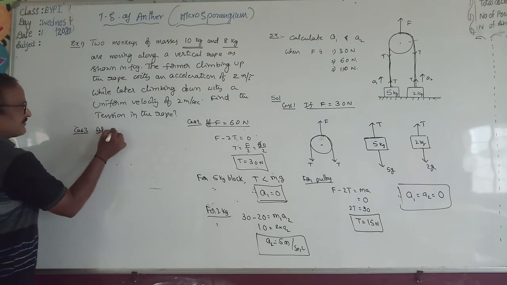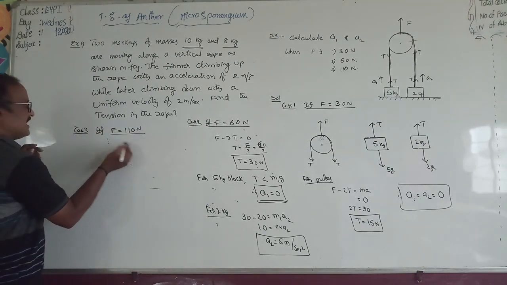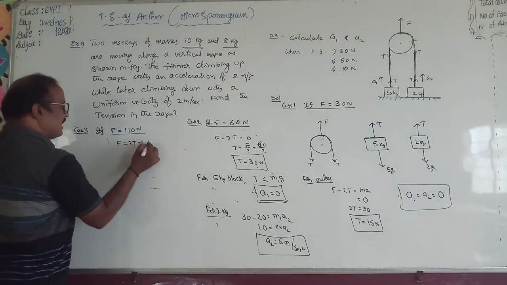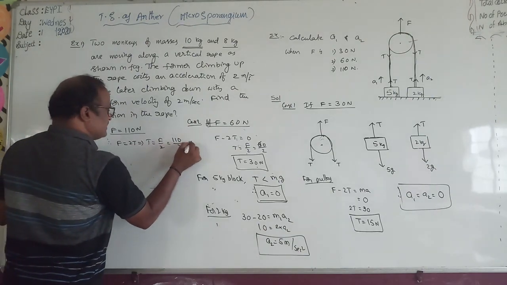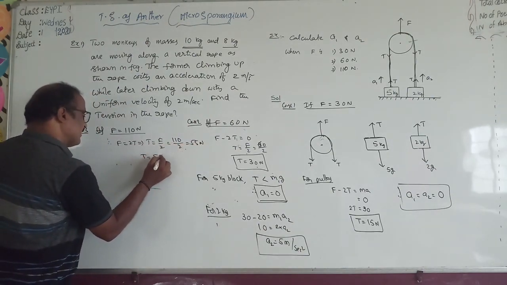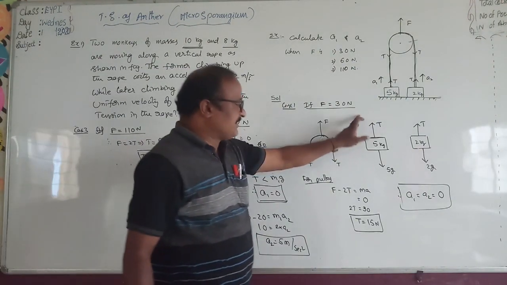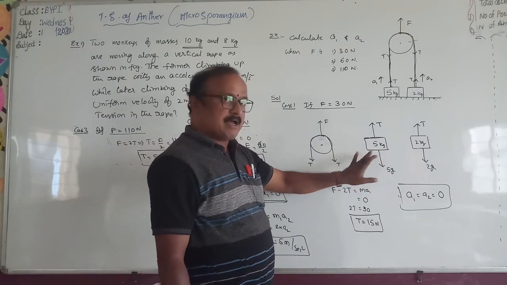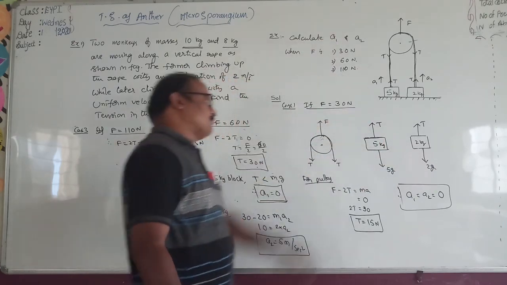Next again, case 3. Suppose the applied force F is equal to 110 newtons. Again for the pulling, F is equal to 2T or T is equal to F by 2. 110 by 2 is equal to 55 newtons. Therefore T is equal to 55, and the downward pull is 50. That's why the 5 kilogram block also moves in the upward direction. The 2 kg block also moves upwards.